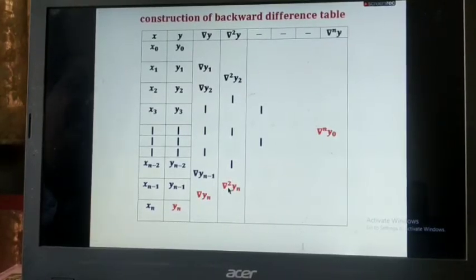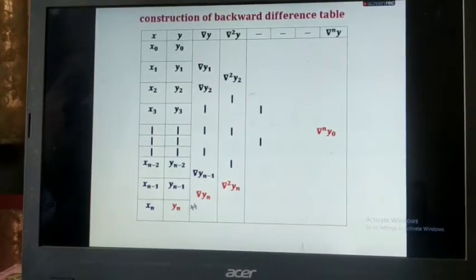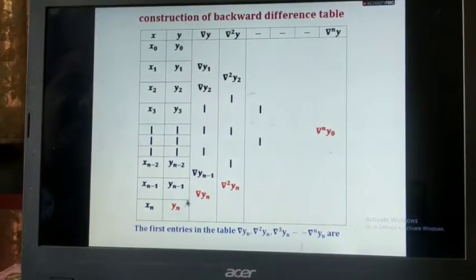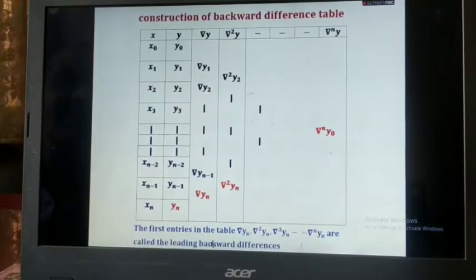So it is del square yn, and so on, continuing up to the nth backward difference, del raised to n y0. Here the term yn remains the same in the backward differences. So the first entries, or you can say last entries, in the table, del yn, del square yn, del cube yn, up to del raised to n yn, are called the leading backward differences. So we see how to construct the difference tables.